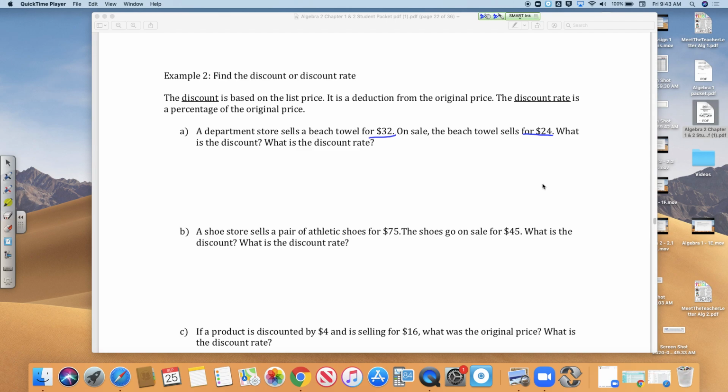What is the discount? To find the discount, we do the same process. We subtract the two numbers, 32 minus 24, and we get that the discount is $8. And then to find the discount rate, we take the amount of the discount, which is $8, and divide it by the original price of the beach towel. The beach towel originally was $32 before they put it on sale. So we take 8 and divide it by 32. When I do that in my calculator, I get 0.25, which turns into a 25% discount rate.